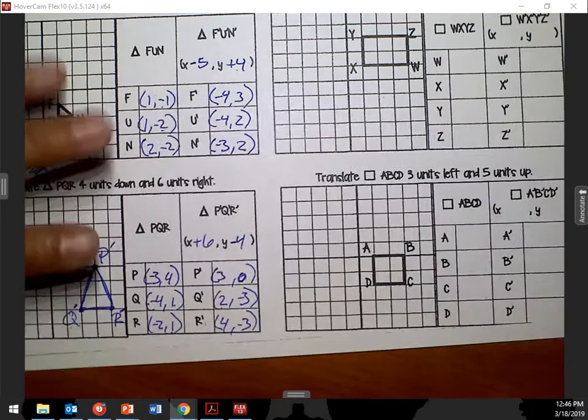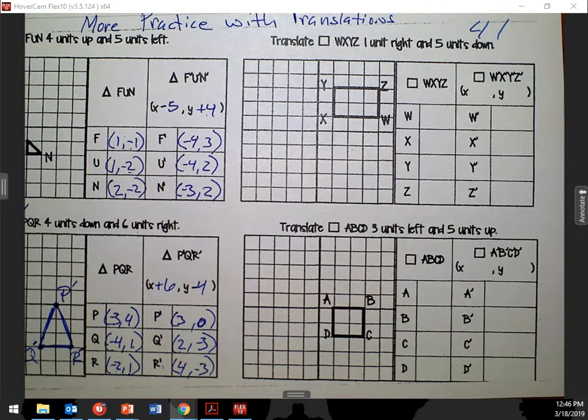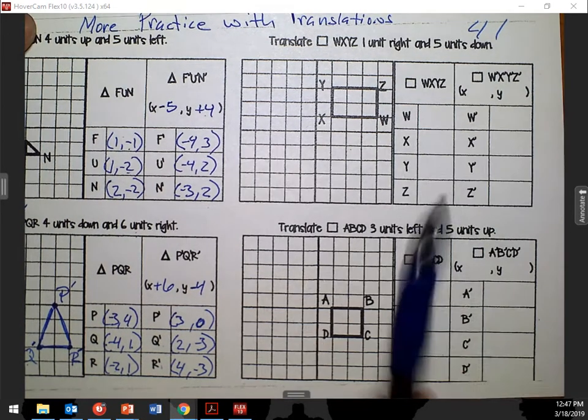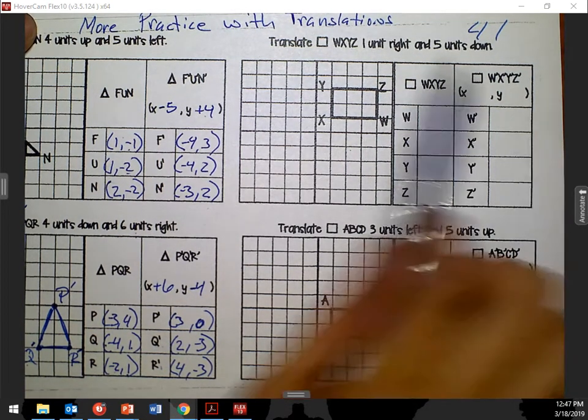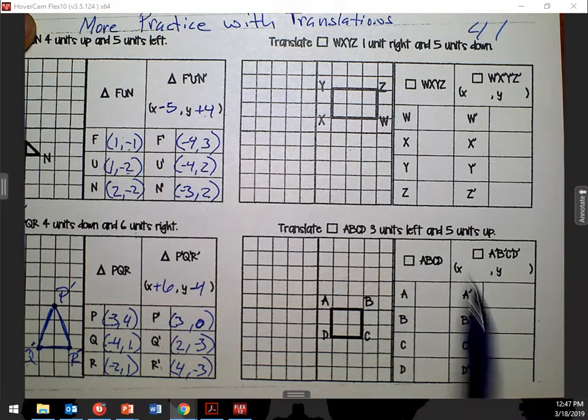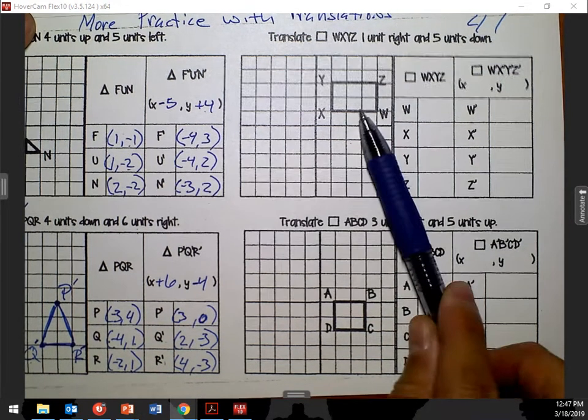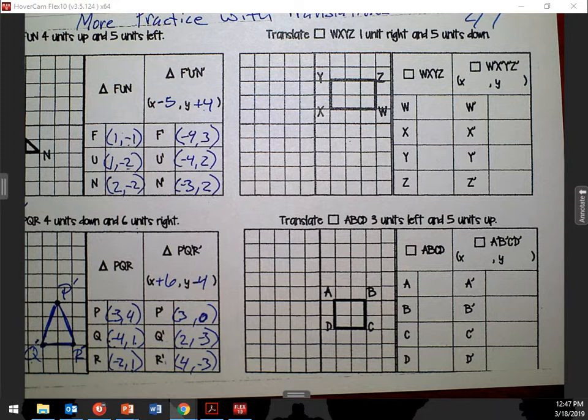Let's go to the next one right here. Okay, I want you guys right now to do this one right here, and then I will come back and help you guys with this one. Do this one right now. I'm going to give you guys 2 minutes.